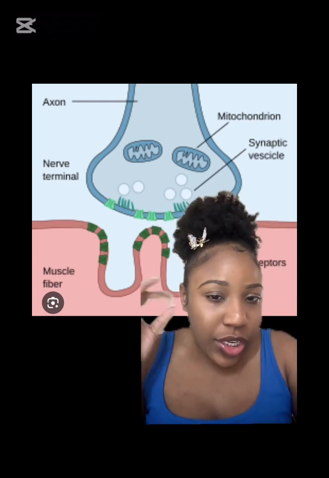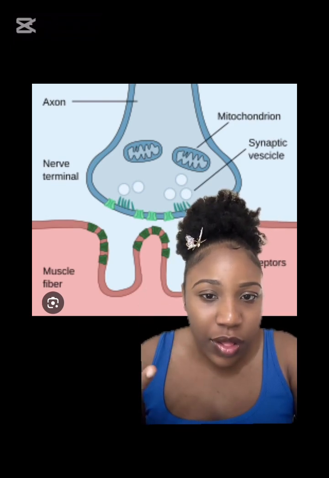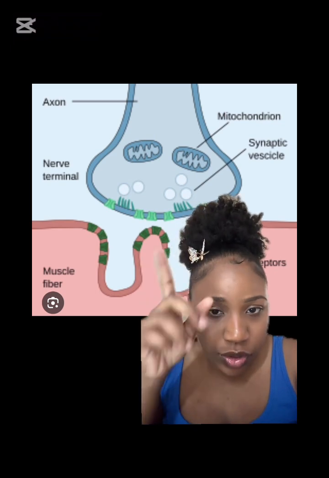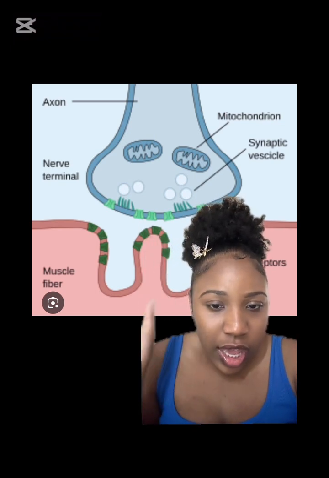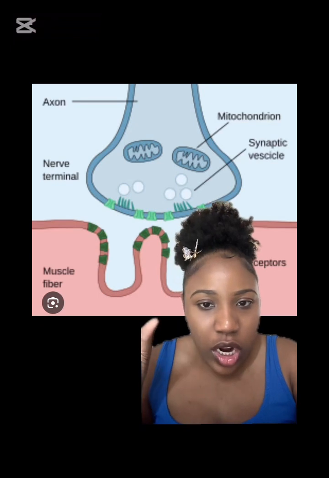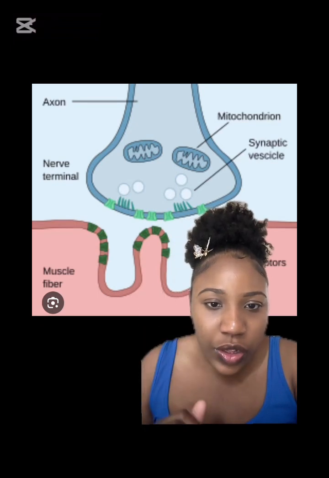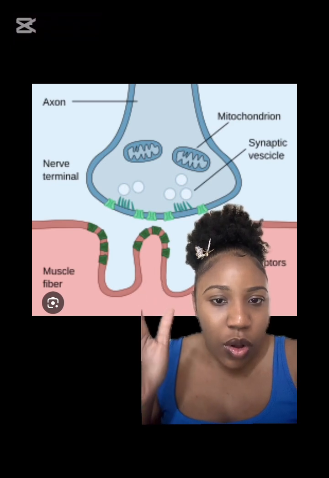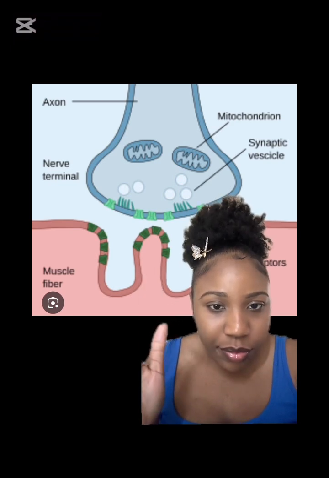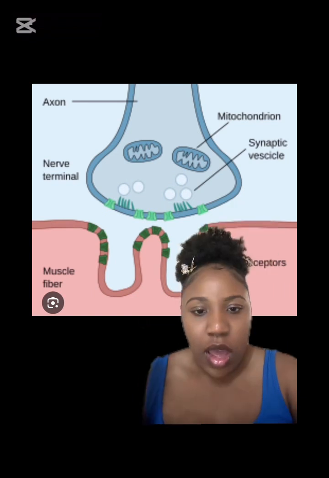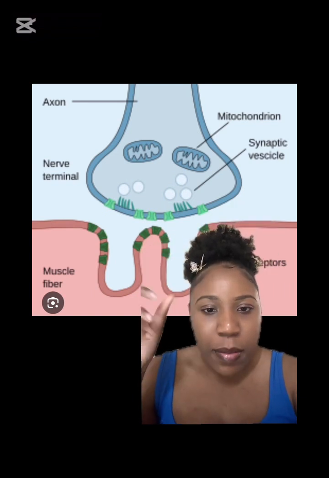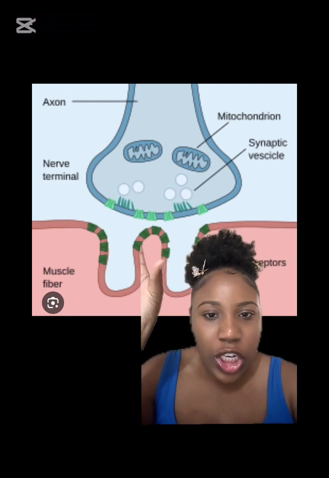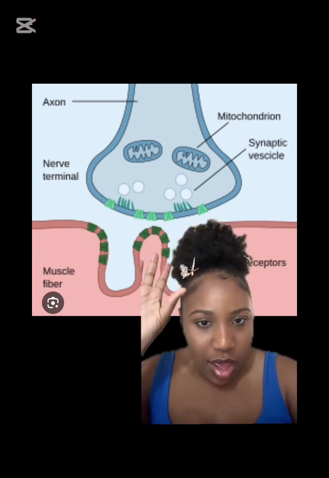When the nerve reaches a muscle, it connects at a special site called the neuromuscular junction. Here the electrical signal causes the release of a chemical called acetylcholine, which binds to receptors on the muscle's cell membrane, which then triggers an action potential in the muscle.